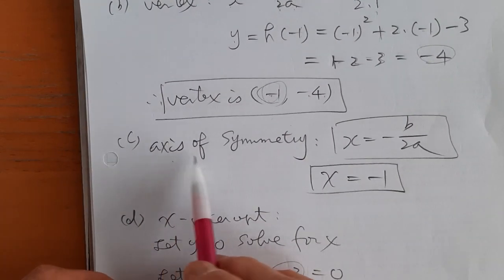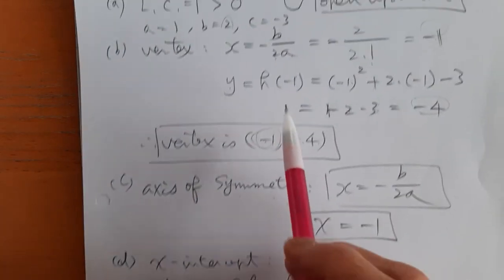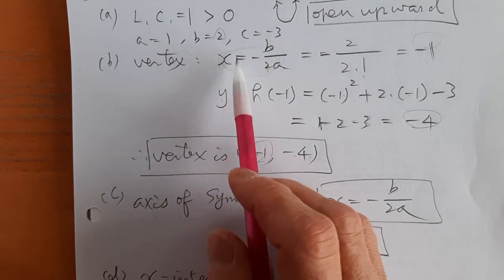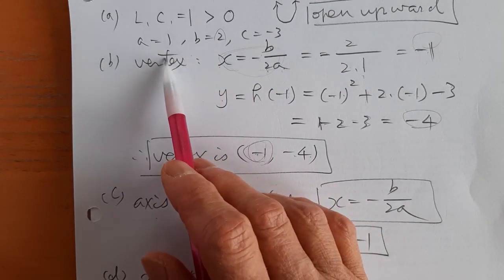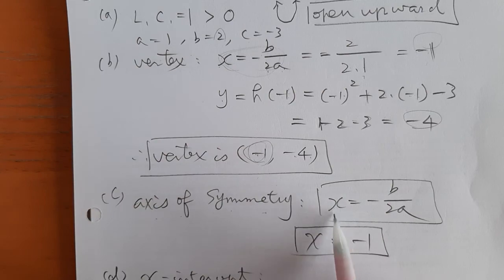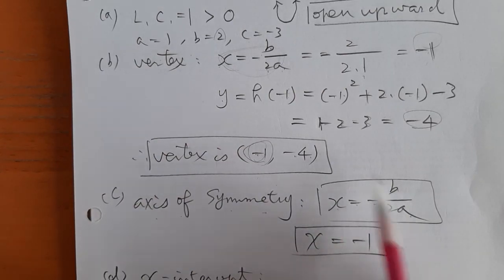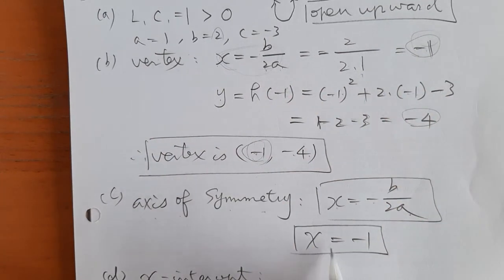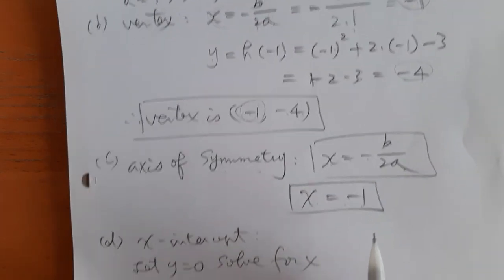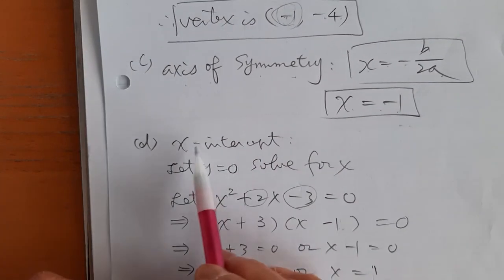The axis of symmetry uses the same formula as the x coordinate of the vertex: x equals negative b over 2a. So we figure out here that x equals negative 1 is the axis of symmetry.